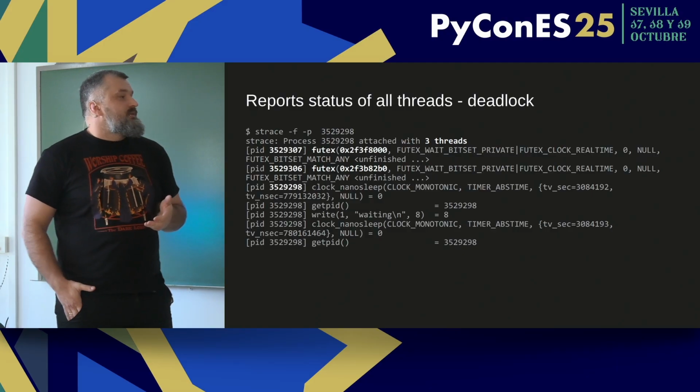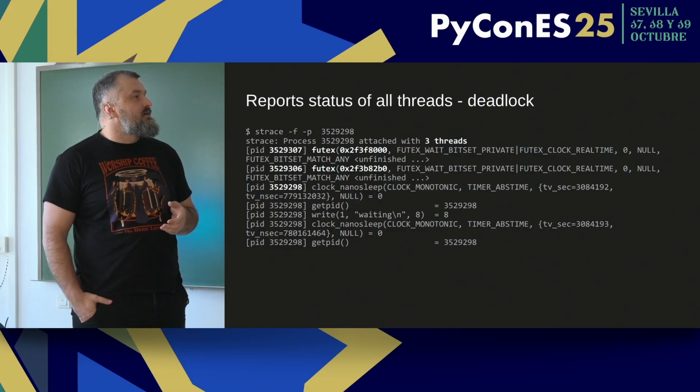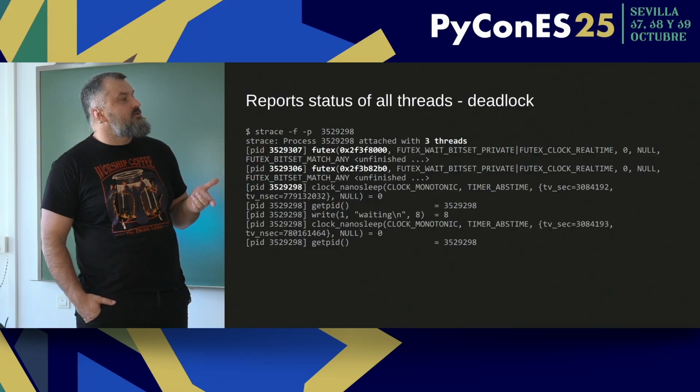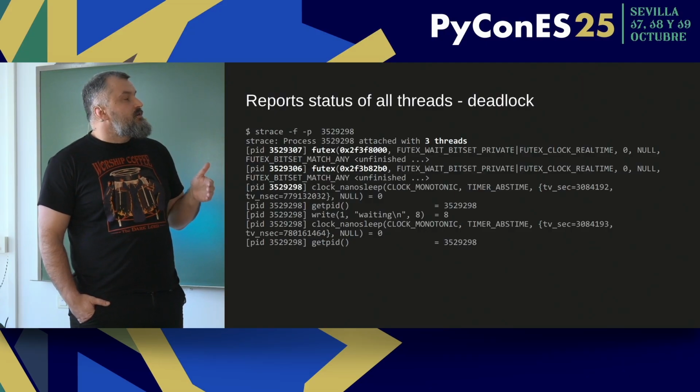So I have a sample deadlocked application here. And this also shows another important feature of strace. Whenever you attach to the process, it will first tell you how many threads there are in the application. In this case, there are 3 threads. And then it will proceed with printing the state of each of the threads.